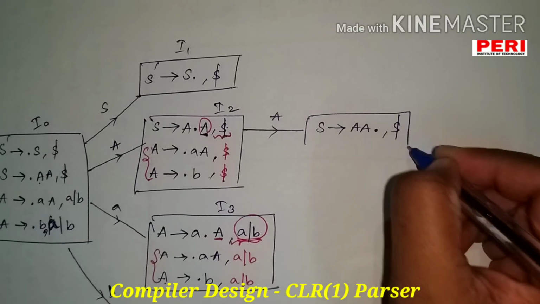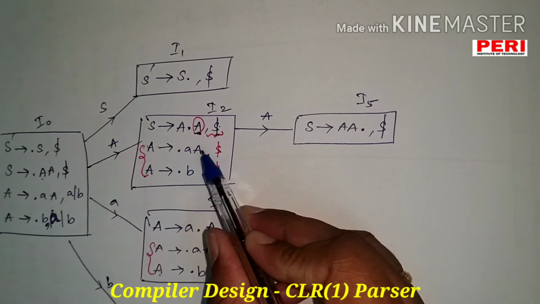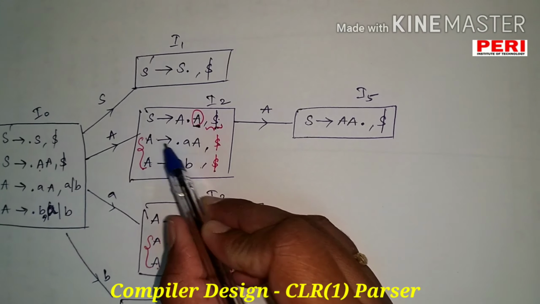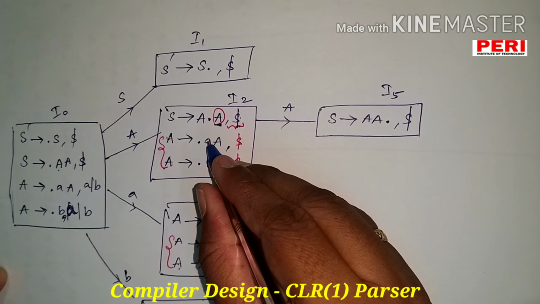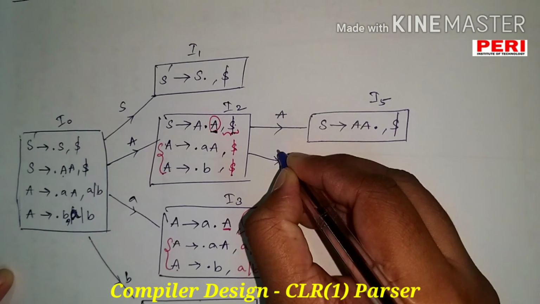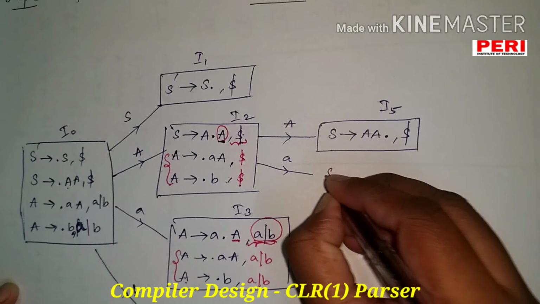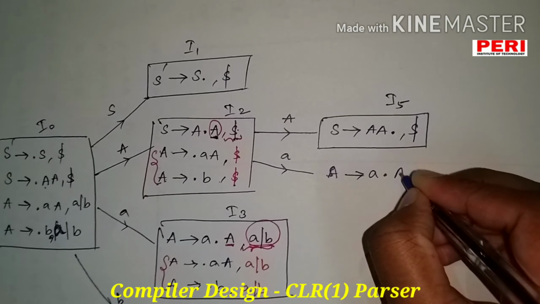So I am going to name this state as I5. Coming to the next production, A tends to dot A and capital A. At this point, I have to traverse through small a so that the dot will be moved to the next position. So I am traversing through small a, my production will be A tends to A dot capital A.